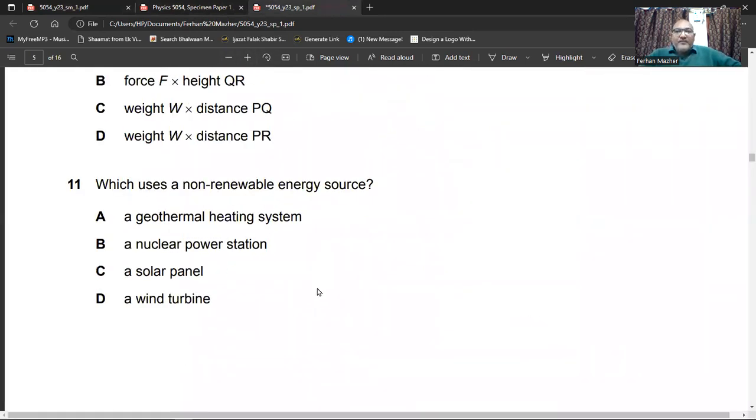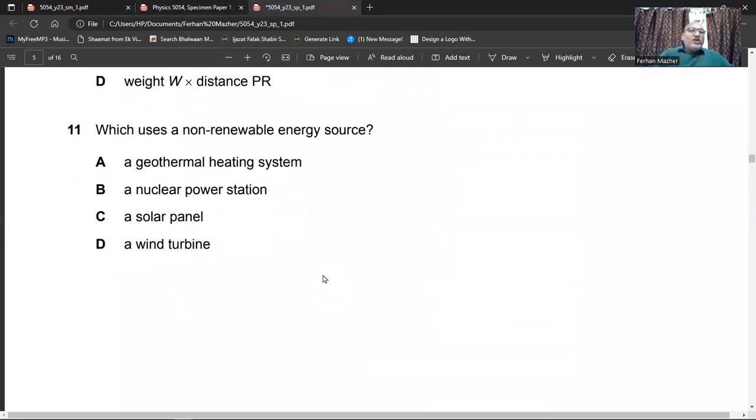Question number 11. It says, which uses a non-renewable energy source? So they are talking about a non-renewable energy source. A, a geothermal heating system. Geothermal is a renewable energy source. Nuclear power station, nuclear fuel is non-renewable. So B can be the answer.